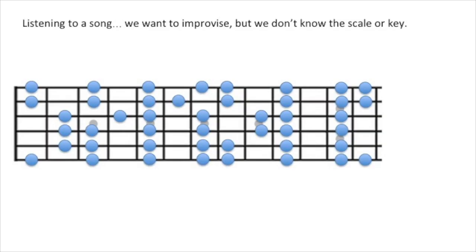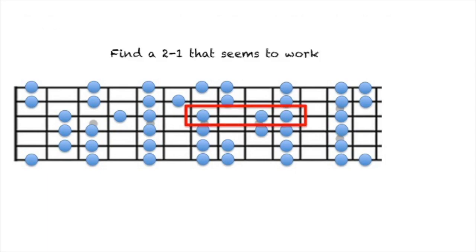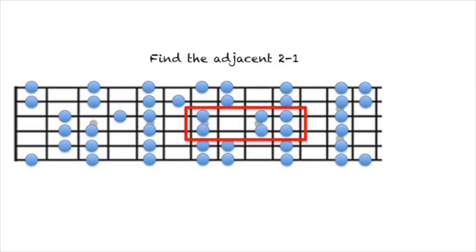This first one might be a light bulb moment for many people. We're listening to a song and we want to try to improvise to it. We don't know the key or scale, so we just start noodling until a few notes sound right. I usually noodle until I find a 2-1 that seems to work. Now, we know that there is another 2-1 either below or above the string we're on. Try those strings. Once you find that, you know the entire pattern.